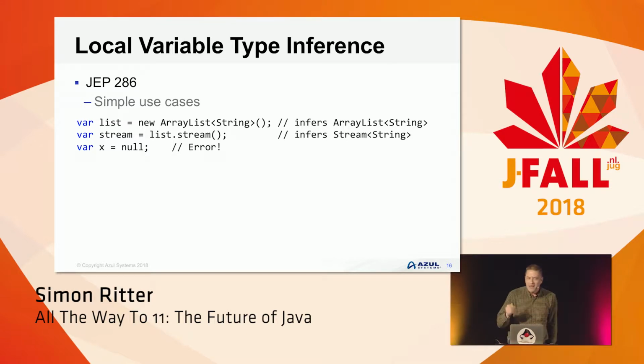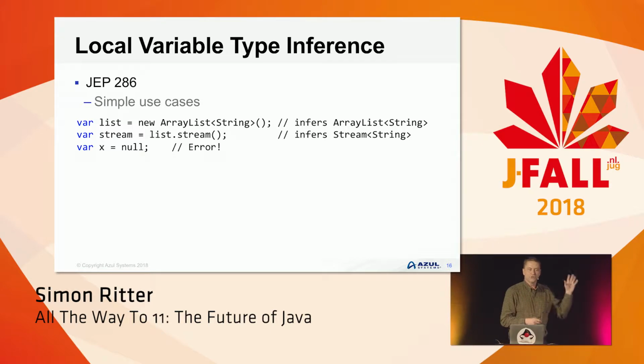Is that a good idea? Anyway, so now what you can do is, rather than explicitly stating the type of a local variable, you can have the compiler infer it for you. In these simple examples, you can say var list equals new ArrayList of type String, and the compiler will logically infer from that that the list is an ArrayList of type String. Similarly, if you use the stream method on that list and retrieve a variable and call it stream, the compiler will infer from that that the type is a Stream of type String.